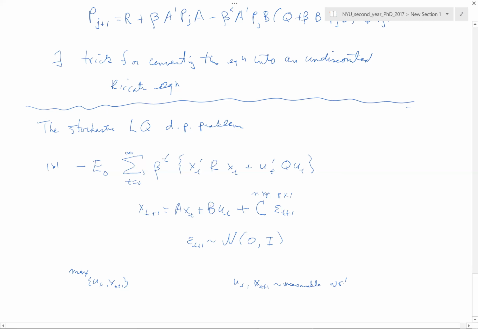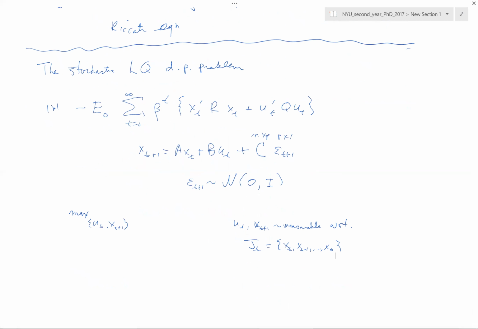with respect to, well, a couple ways to write it. I'll say the history, Jt, which is going to be a set of random variables that are measurable with respect to xt minus 1 all the way back down to x0. I'll put it that way. So they can only depend on the history.